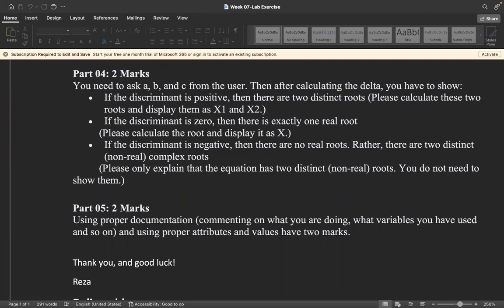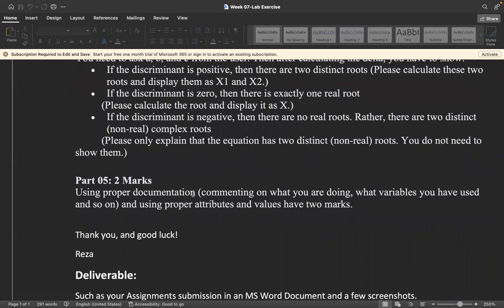Look at the 3rd point. Rather, there are 2 distinct complex roots. Should we display that root? Because for the first point, we have displayed x1 and x2. Or should we just leave it as is? Well, it says, please only explain that the equation has 2 distinct roots. You do not need to show them. Oh, okay. Yeah, all good then. We should be good. There's nothing else that we really need to do.